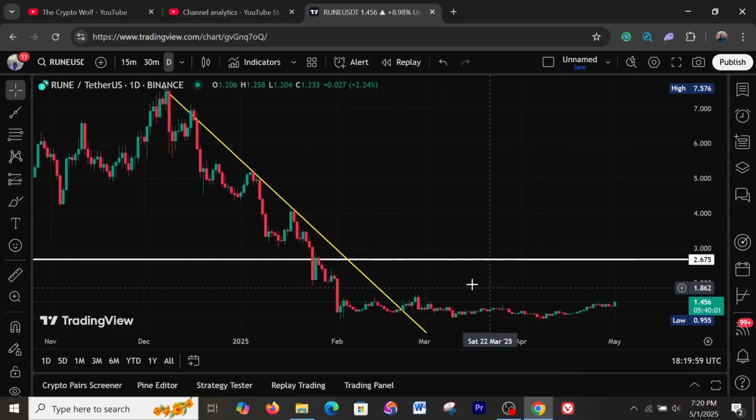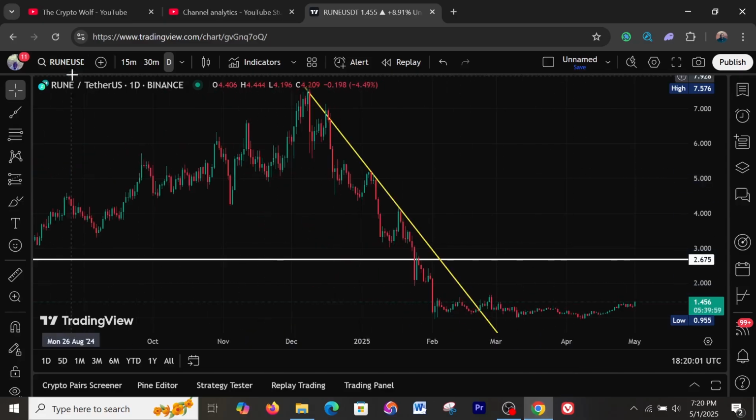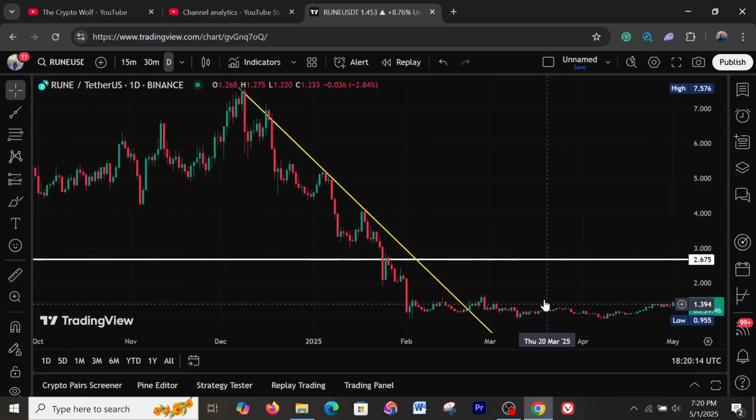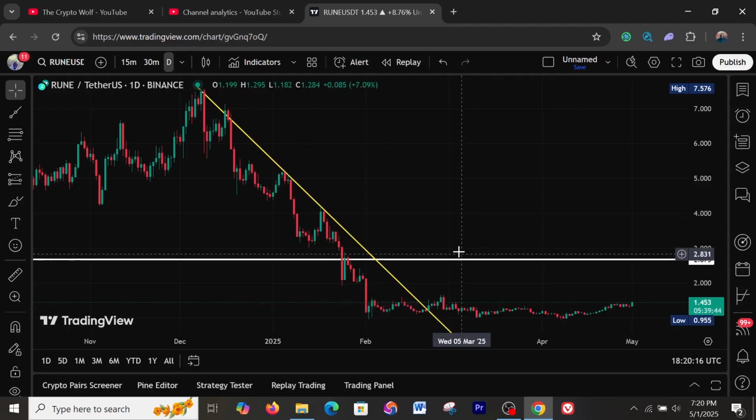So the first token you should focus on is THORChain, which is RUNE. This, which is what you're seeing on your screen, RUNE USDT. So if you notice, the token has been in accumulation for a while, and the reason I picked this is because this token has a lot of upcoming news and it meets my four conditions before I take a trade.